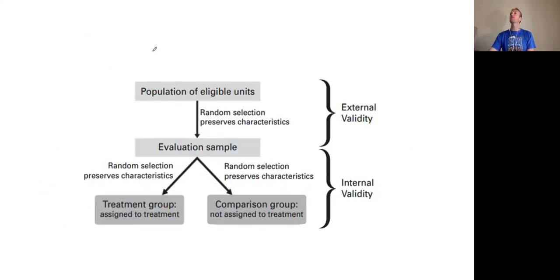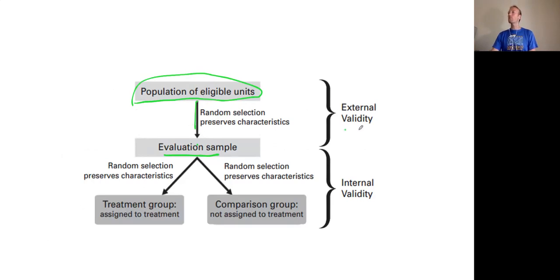So the flowchart kind of looks like this, right? Here is my entire country, my population of eligible units. This is maybe all the people in the country, right? I randomly take some people and I form an evaluation sample. Hey, these people are going to participate in my RCT. If the evaluation sample looks a lot like the rest of the country, oftentimes we use what's called simple random sampling, right?